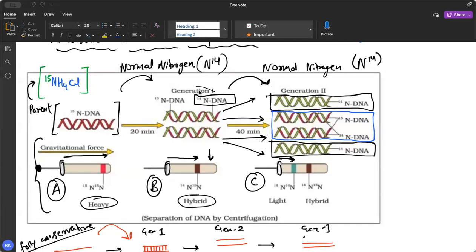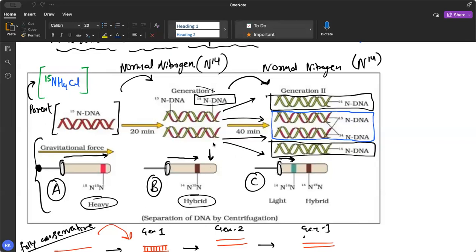And this proved that one chain was heavy and one chain was light. So one chain came from the parental strand, which was heavy, and one chain was newly formed, which was light in the nitrogen-14 environment. Correct? And if you go to the next generation, again you will see that there is no amplification or increase in the heavy strand. The heavy strand stays only, there was no complete double heavy strand. There were two hybrid strands, and almost all other strands which were made were light strands.